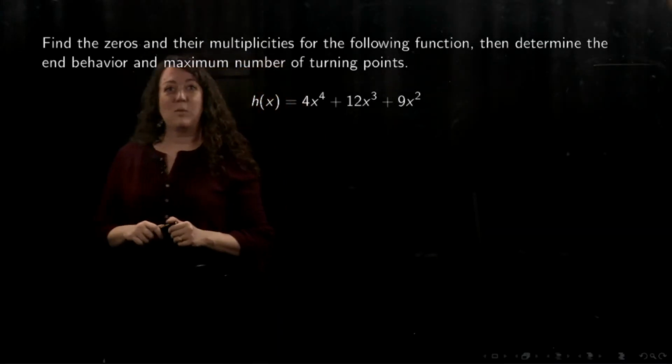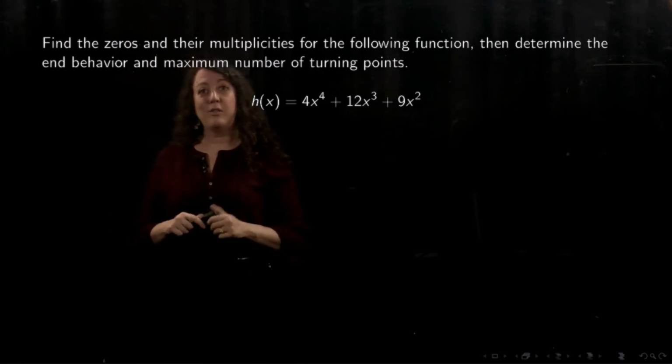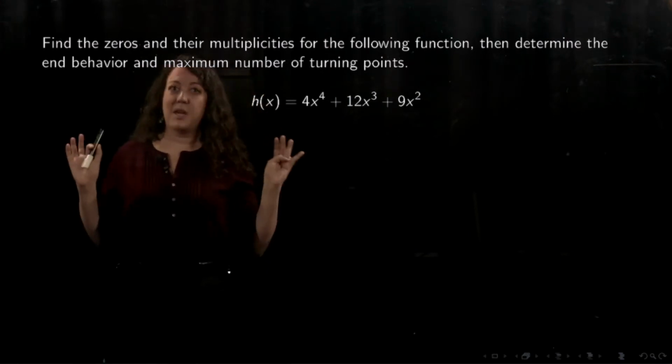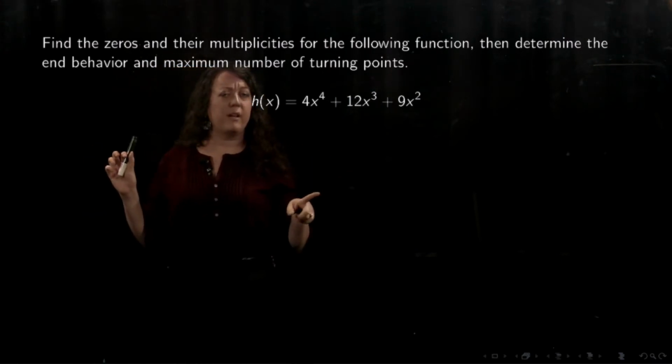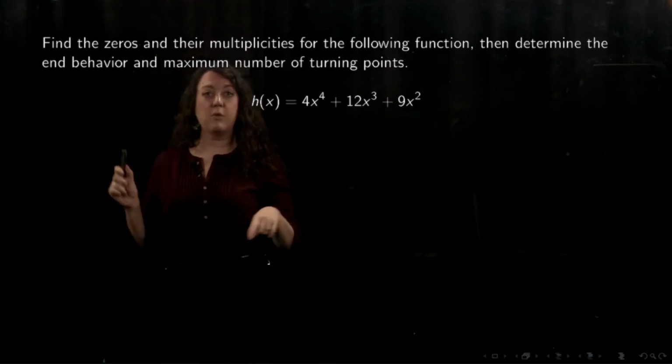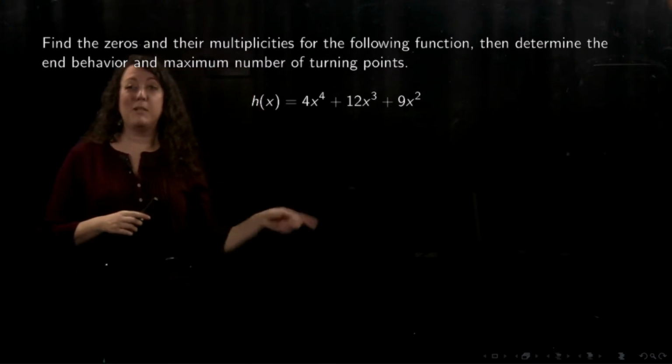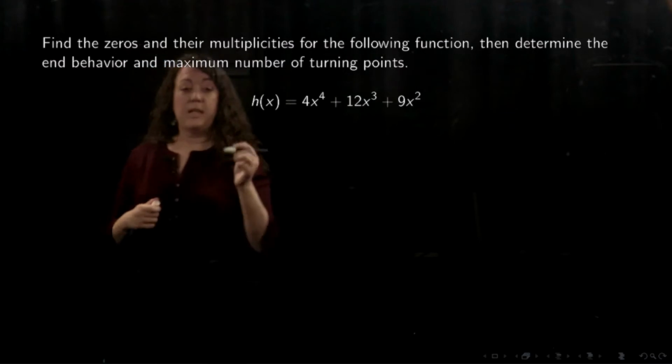4x to the fourth plus 12x cubed plus 9x squared. So to find the zeros here, I'm first going to say, okay, 4, 12, and 9. Do those have any common factors? Bummer, they do not. What about x to the fourth, x cubed, and x squared? Then I do have a common factor.